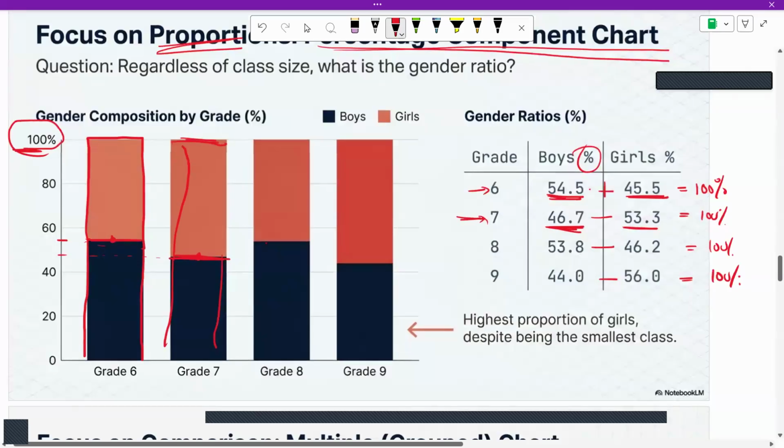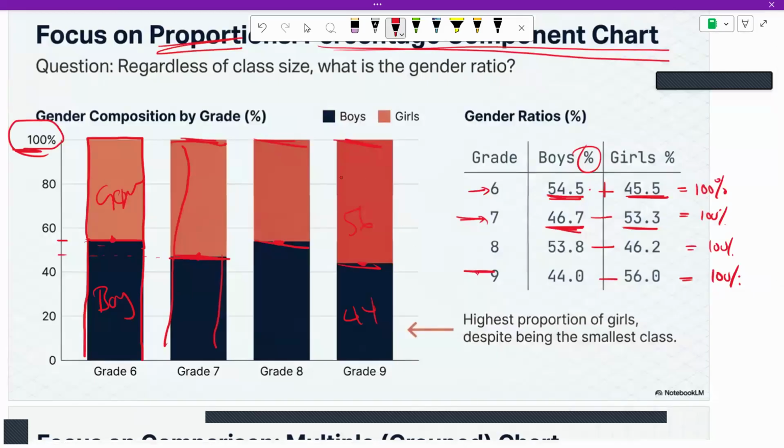Likewise, you have to find a splitting point and you can connect at the top, with the bottom for the boys and the top for the girls. It's a good idea to write the percentage here as well. For example, grade 9, 44% male and 56% female. It looks nice.